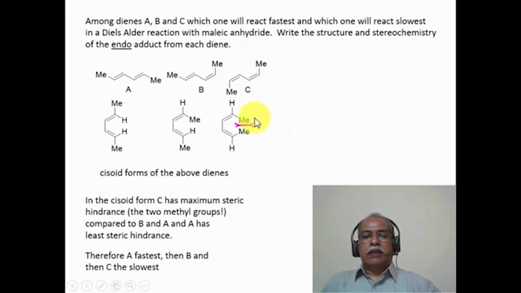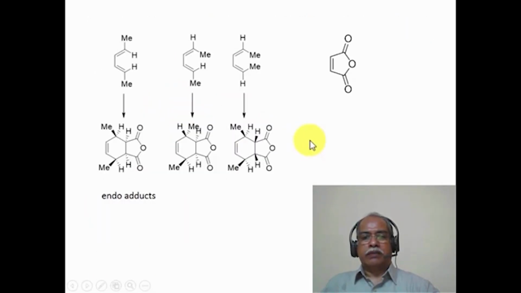It is not only steric hindrance that is involved in the cisoid conformation of the C molecule. In the transition state also, these two methyl groups will be in close proximity with steric hindrance with respect to each other. Therefore, the fastest reacting one is the one where the two methyls are farther apart from each other. The slowest reacting one is where the two methyl groups are in close proximity to each other. This will have an intermediate reactivity of this kind.